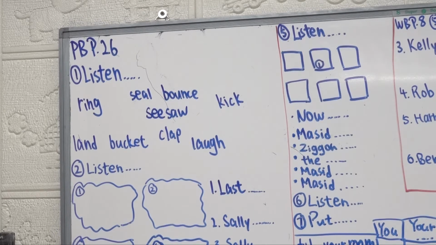Unit 4, Lesson 2. What happened to you? Exercise 1, page 26. Listen and repeat. Ring, seesaw, seal, bounce, kick, land, bucket, clap, laugh.